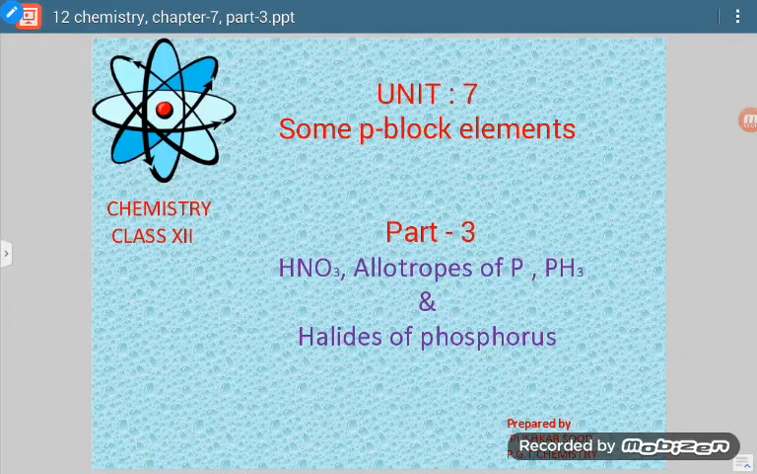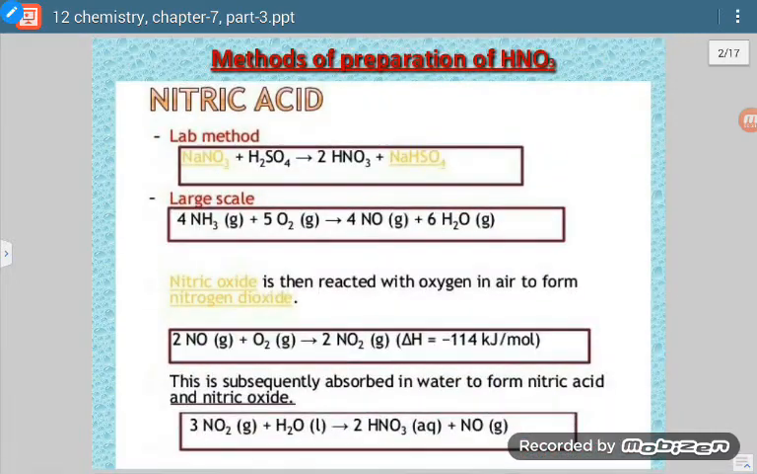Good morning, students. So today we are going to start the next portion of our 7th unit. In this portion we are going to study nitric acid, allotropes of phosphorus, phosphine, and halides of phosphorus. Okay. So first of all, how can we prepare nitric acid?